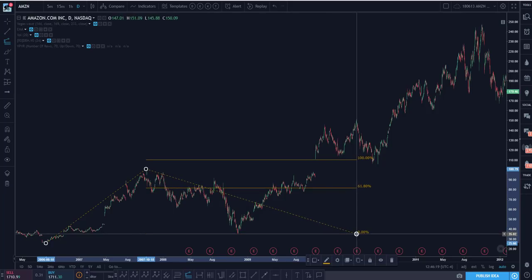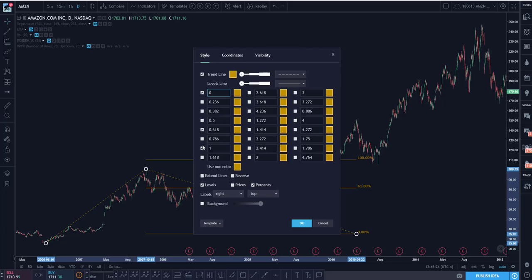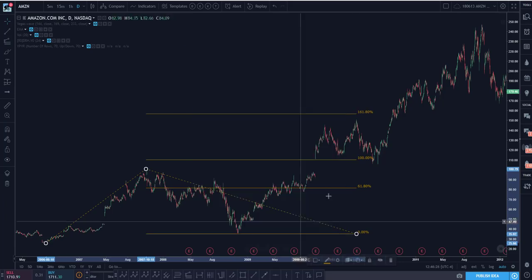Let's see, project out from the 2, and you're expecting the 3 to be about 1618, so let's put that on there. And almost to the tick, 1618. It's a very credible 3 here.